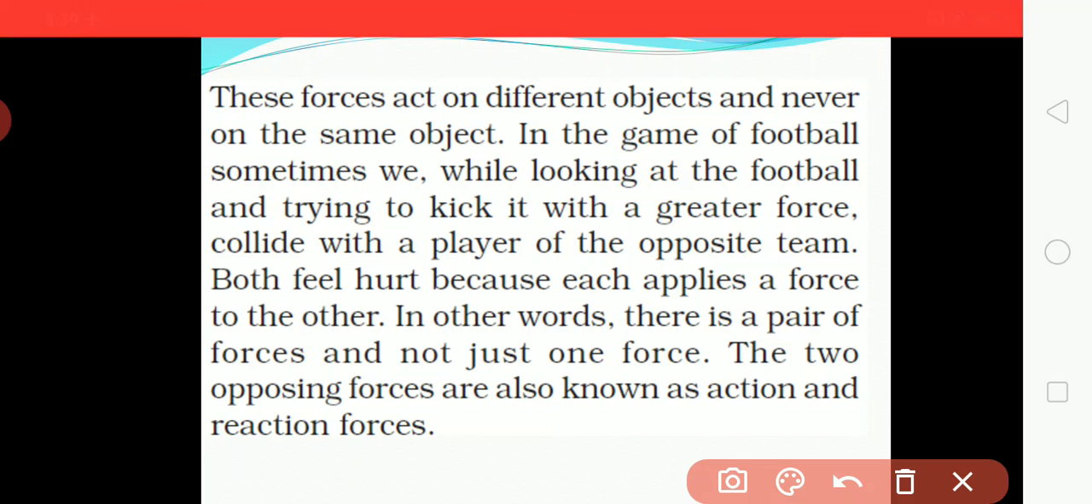These forces act on different objects and never on the same object. That force will be exerted on the second object, and it can never be exerted on the same object.